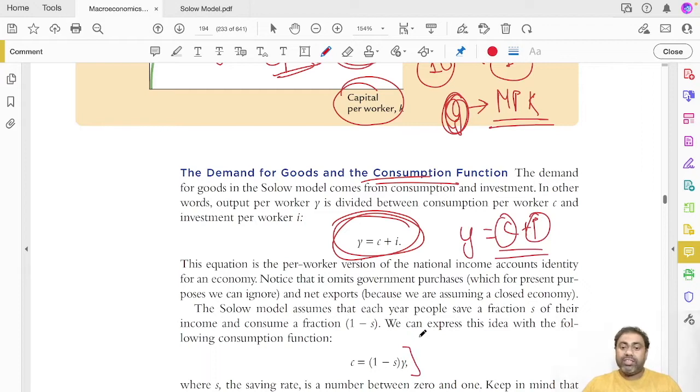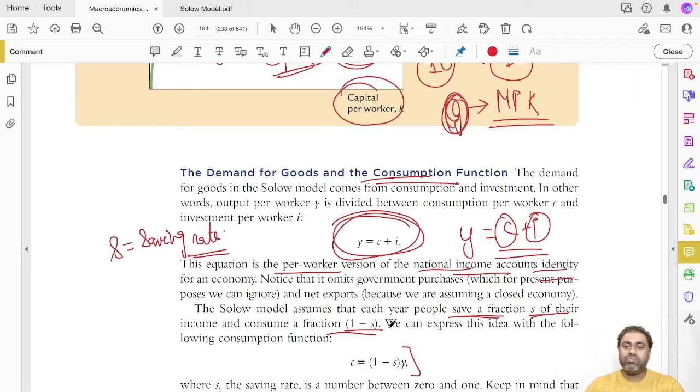And how do we say, now, if we introduce S is equal to saving rate. So this is the per-worker version of the national income accounts identity for an economy. Okay. And people save a fraction S of their income, and consume a fraction of 1 minus S. What does 1 minus S show?